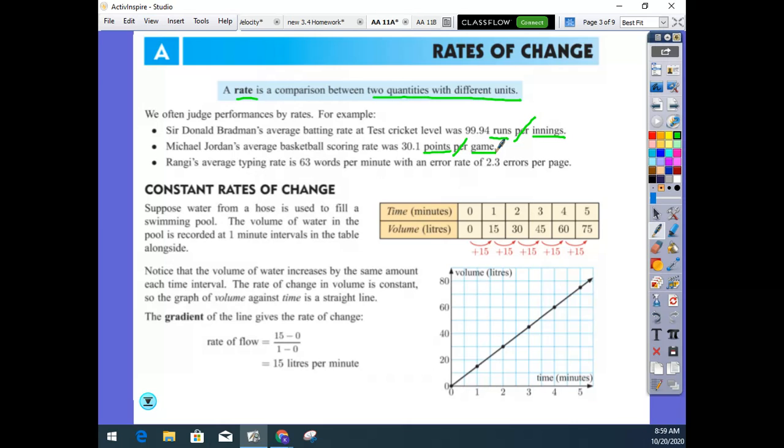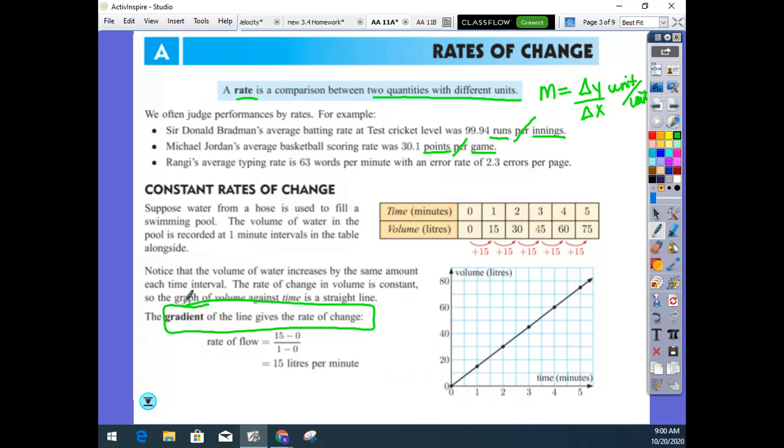And if you think about when you find the slope, what does slope equal? The change in y over the change in x. So you're comparing the y unit per the x unit. That's why slope is always your rate of change. Okay, so this is just showing a graph where we can see that we started at 0, 0. They took the table and just graphed it here. The gradient just gives the rate of change. That's probably the big idea.